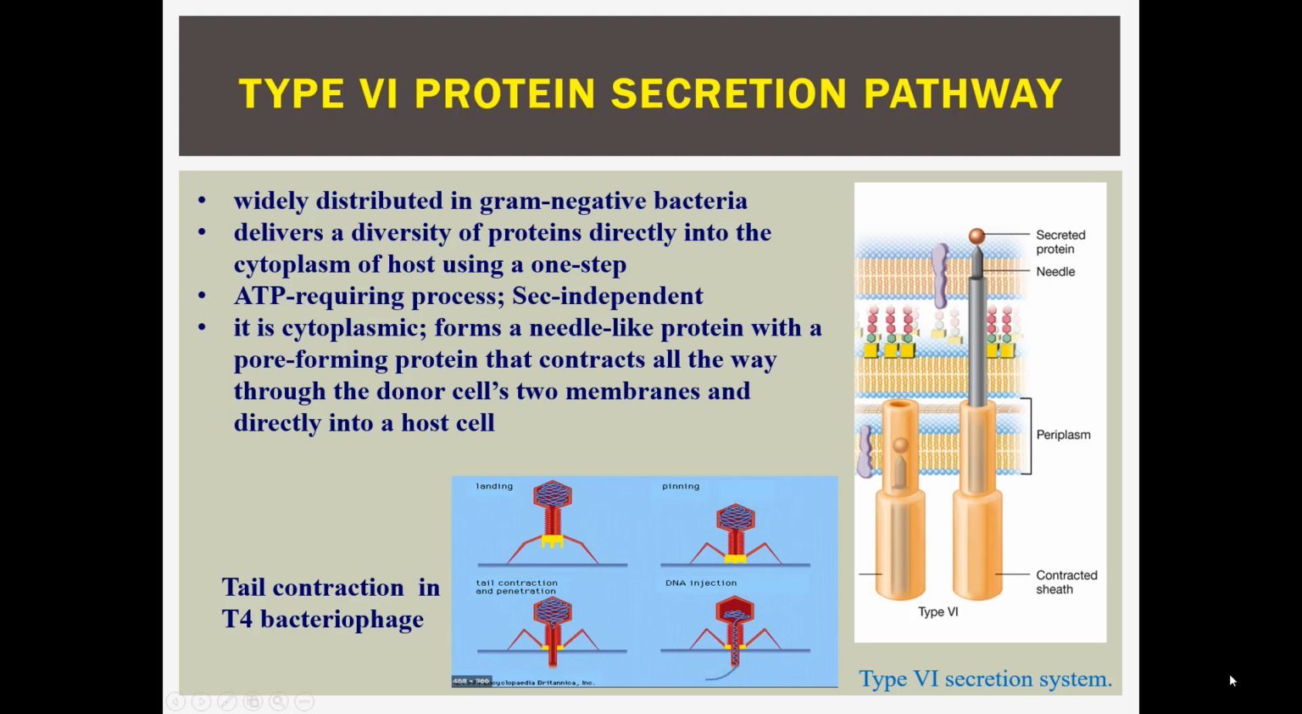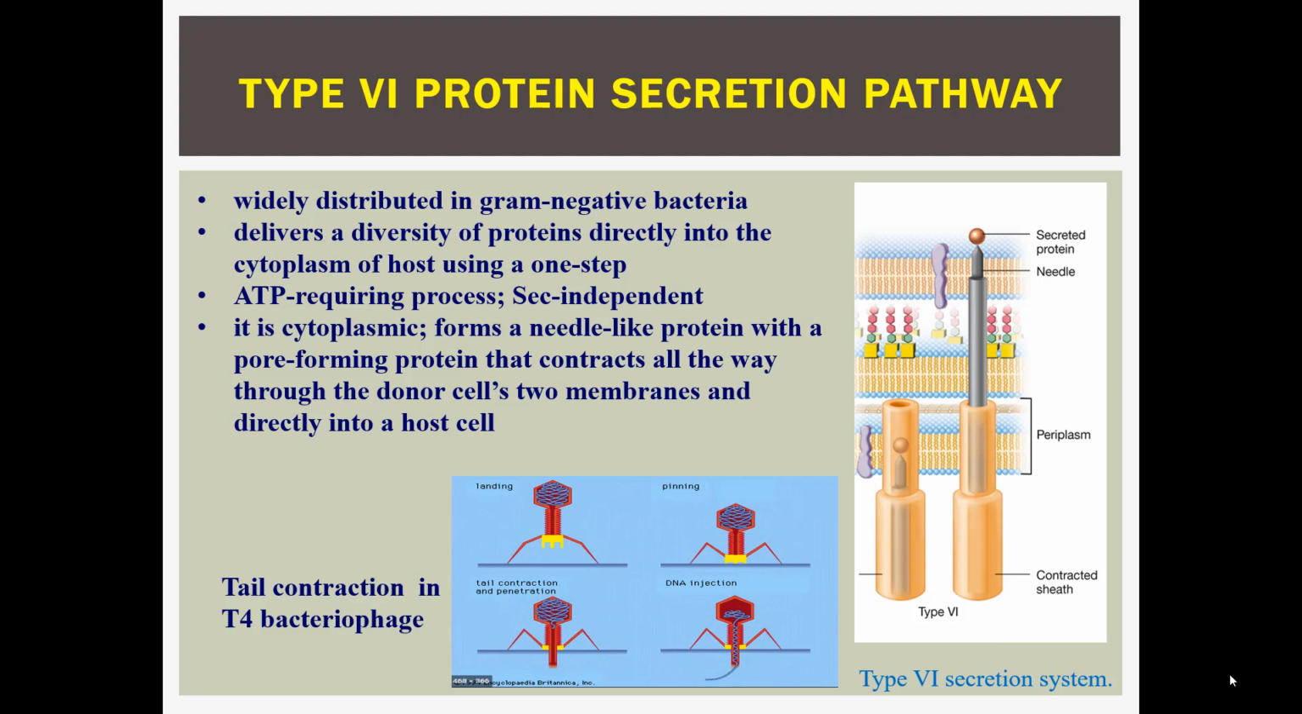Now let's talk about the type 6 protein secretion pathway. The type 6 protein secretion pathway is widely distributed in gram-negative bacteria, and like type 4 systems, they are capable of delivering a diversity of proteins directly into the cytoplasm of other cells using a one-step ATP-requiring process similar to type 3 and type 4 systems.